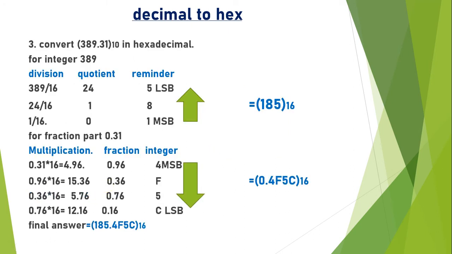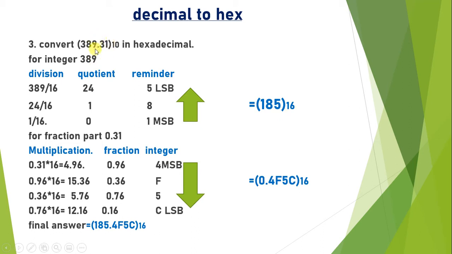Okay, now we are trying to convert a mixed decimal number into hexadecimal. For the integer 389, we use the successive division method. 389 divided by 16 gives 24 as the quotient and 5 as the remainder. This 5 is also known as the LSB. 24 divided by 16 gives 1 as the quotient and 8 as the remainder. And again, 1 divided by 16 gives 0 as the quotient and 1 as the remainder. Now arranging from MSB to LSB, we get 185 in hexadecimal.